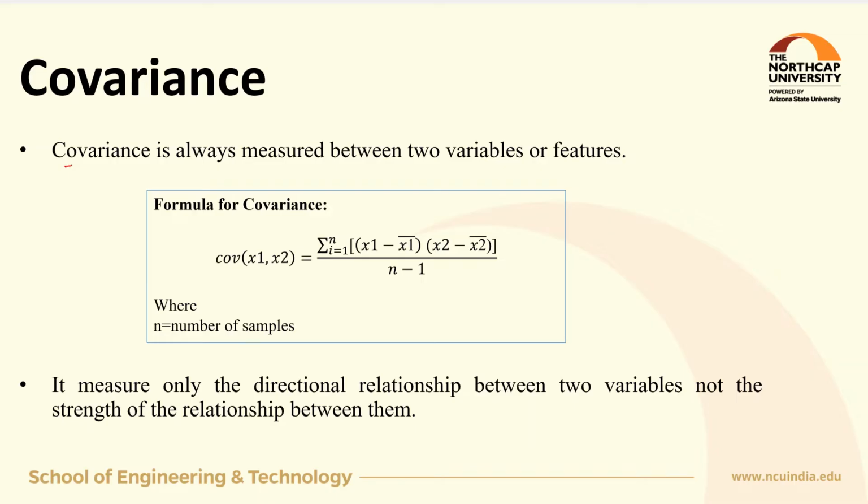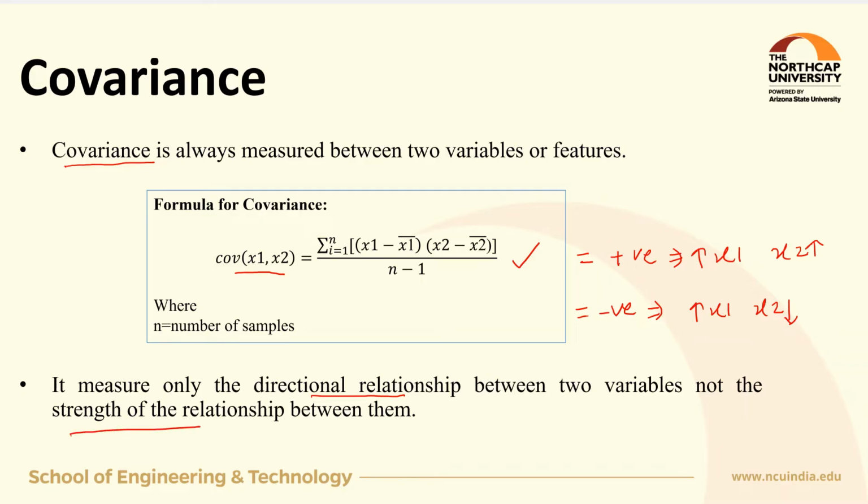Covariance is a statistical measure which is used to calculate the directional relationship between the two variables x1 and x2 and is given by this formula. Once we calculate the value of this covariance between two variables, if the value is coming out to be positive, this implies with the increase in x1, x2 is also increasing, or with the decrease in x1, x2 is decreasing. But if the value is coming out to be negative, this means with the increase in x1, my x2 is decreasing. So it only tells the directional relationship, but it does not tell about the strength of the relationship, how strong they are.